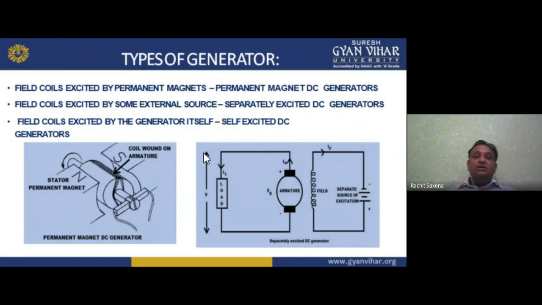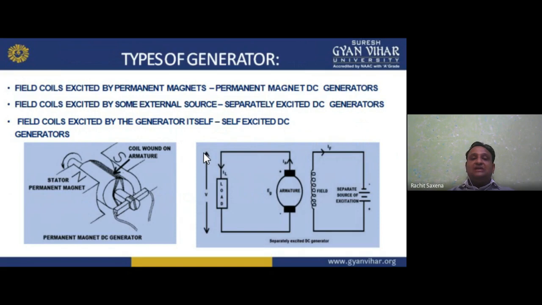Now the types of generators. We have already studied this, but I am revising again because we are going to study the characteristics of these different types of generators. Now the field coils excited by permanent magnets: that is the first type, the permanent magnet DC generator. So we can categorize them into three different categories. First is the permanent magnet, in which we use a permanent magnet instead of electromagnets. It means we are not making the magnet, it already has a magnetic field, which persists.